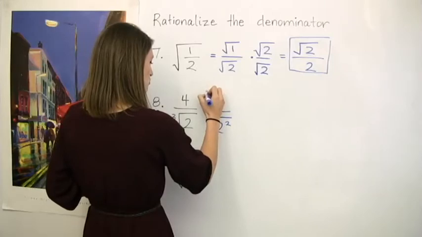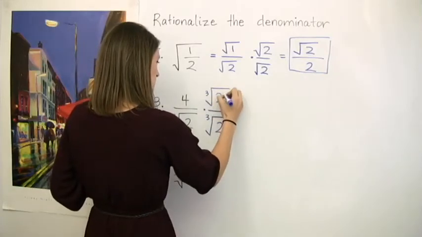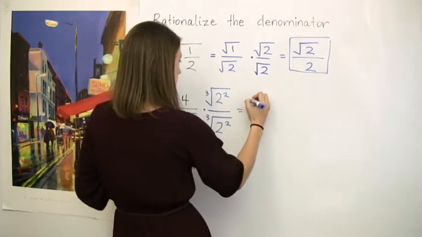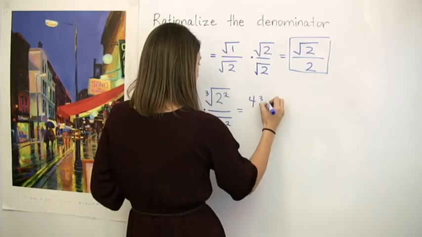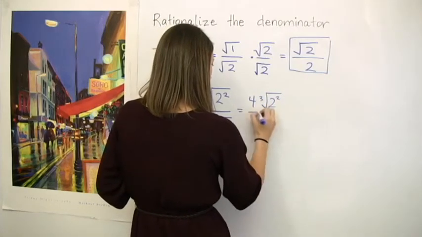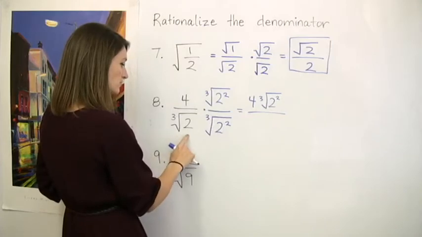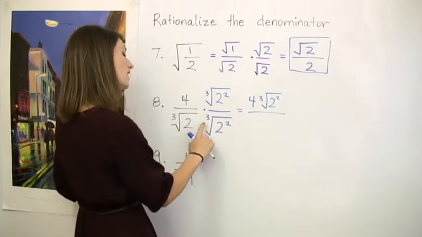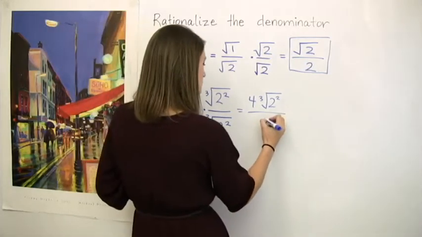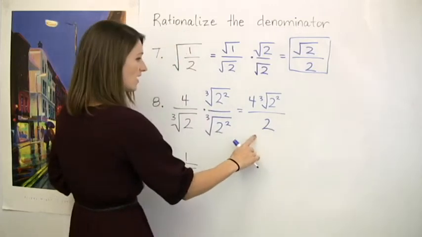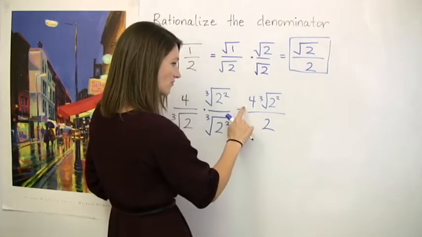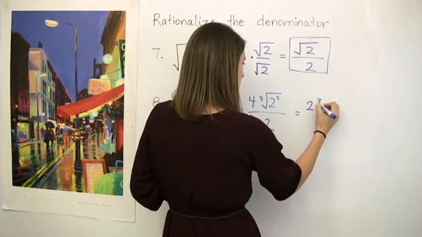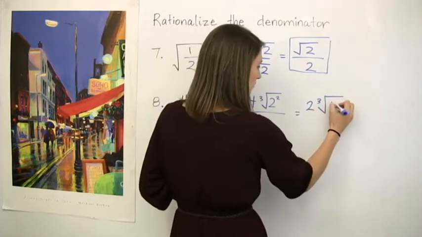So then we'll multiply our numerator by the same thing, 2 squared, and then multiply it out and simplify. So in the top we have 4 times the cube root of 2 squared. And that's over the cube root of 2 times the cube root of 2 squared, which gives us 2. And so let's simplify this, divide out common factors. 4 divided by 2 is 2, and this is the cube root of 2 squared, or otherwise written as 4.